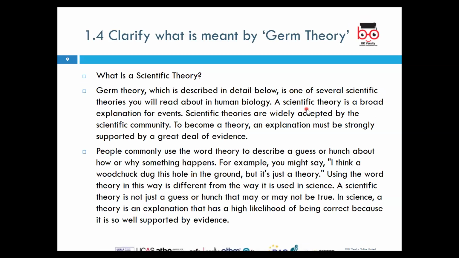People commonly use the word theory to describe a guess or a hunch about how or why something happens. For instance, you might say, I think a woodchuck dug this hole in the ground, but it's just a theory. When you use the word theory in this way, it is different from the way it is used in science. When you use it in a scientific way, a theory is not just a guess or a hunch that may be true or not. It's an explanation that has a high likelihood of being correct because it is well supported by evidence.